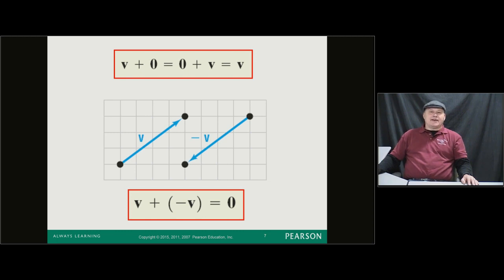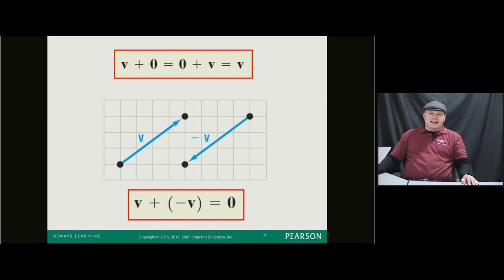Now if you add vector v plus vector negative v, you end up with a zero vector. So if you go vector v, then negative v is in the other direction. A negative v vector would be going the opposite direction but the same length. You end up at the same location, which would be the zero vector.